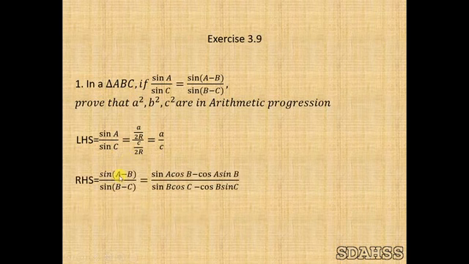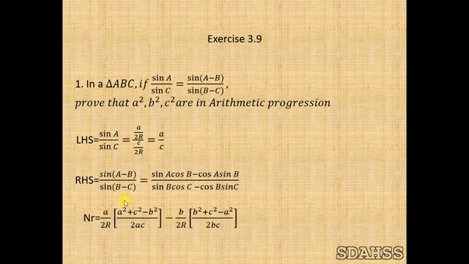Now consider the RHS. In RHS, sin(A minus B) divided by sin(B minus C). You have to apply the formula for sin(A minus B). The formula is sin A cos B minus cos A sin B divided by. The same formula you have to apply to the denominator also. The only thing is the alphabet is different. So sin(B minus C) is sin B cos C minus cos B sin C. Now consider the numerator. The numerator is sin A cos B minus cos A sin B.